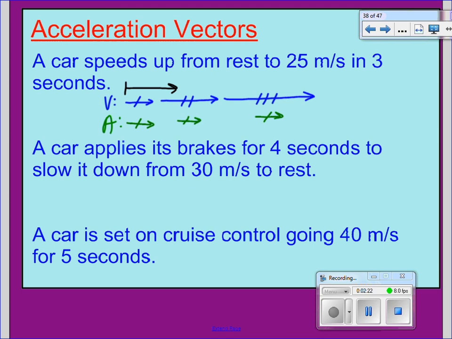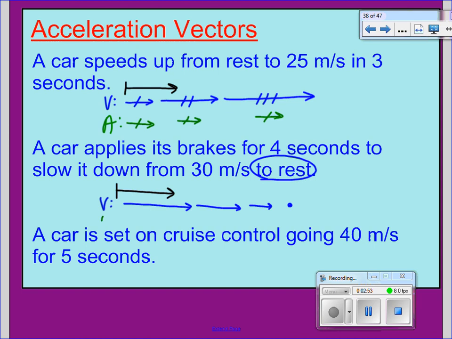Let's take a look at the second scenario. The second scenario says a car applies its brakes for 4 seconds to slow it down from 30 meters per second to rest. So I'm going to start off with my reference arrow, and I'm going to do velocity first. It's slowing down and it's 4 seconds, so I'm going to want to have 4 velocity vectors. There's 1, 2, 3, and then notice for the fourth one, I'm going to put a dot because it stopped or comes to rest.